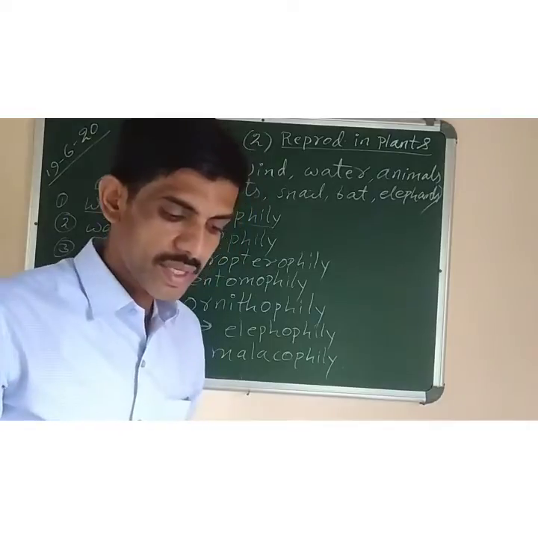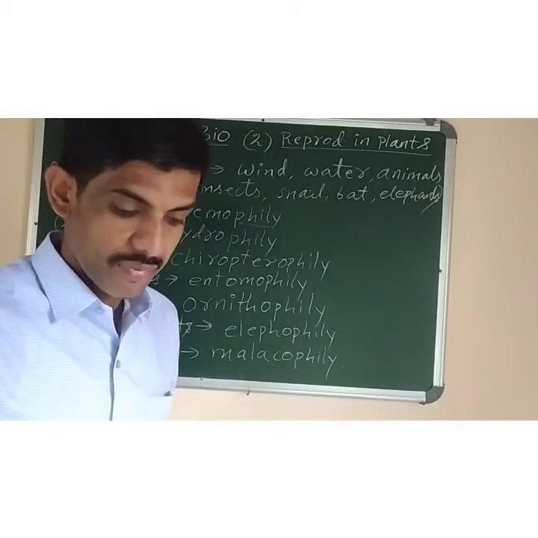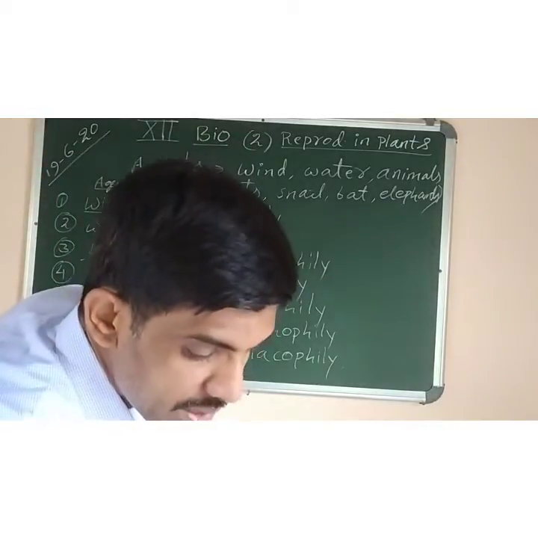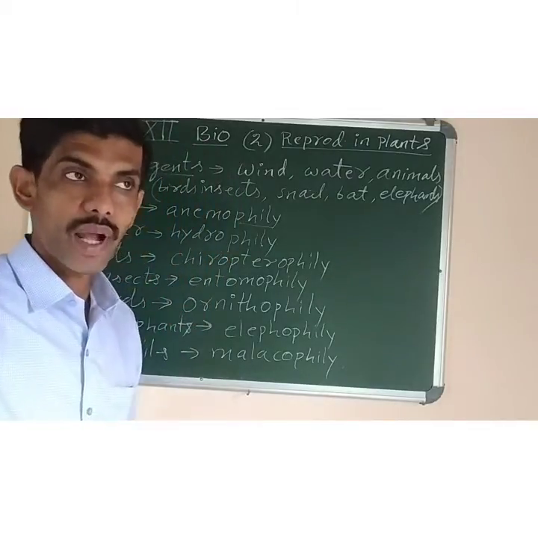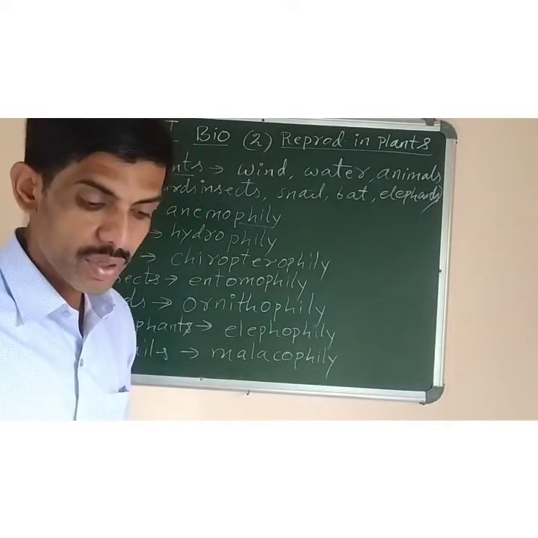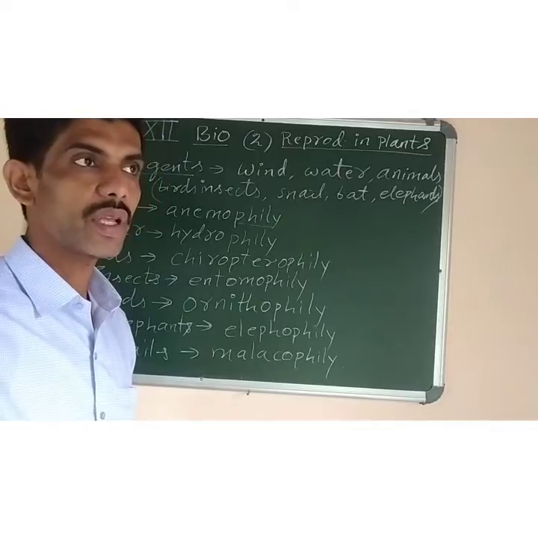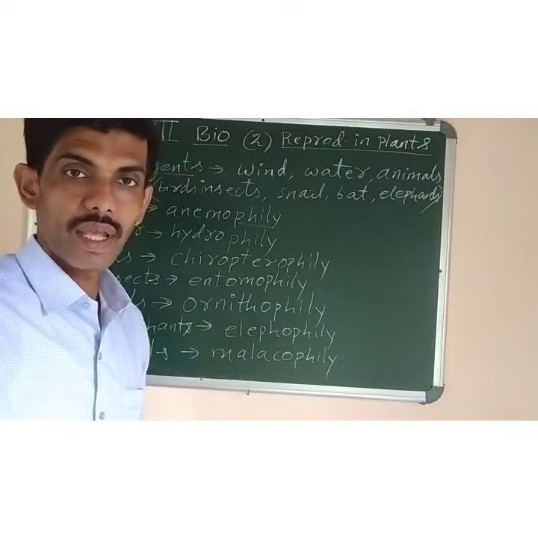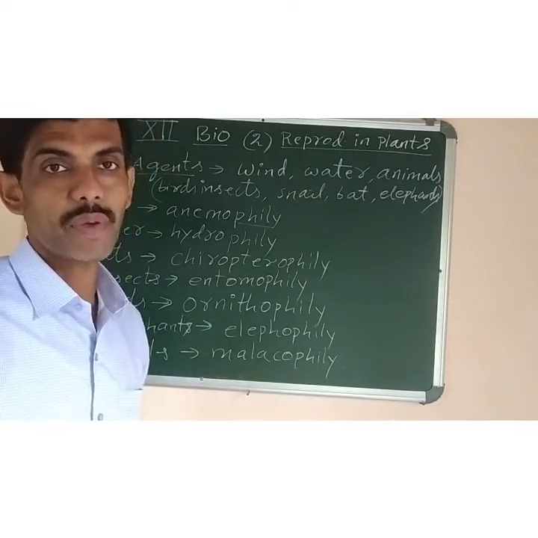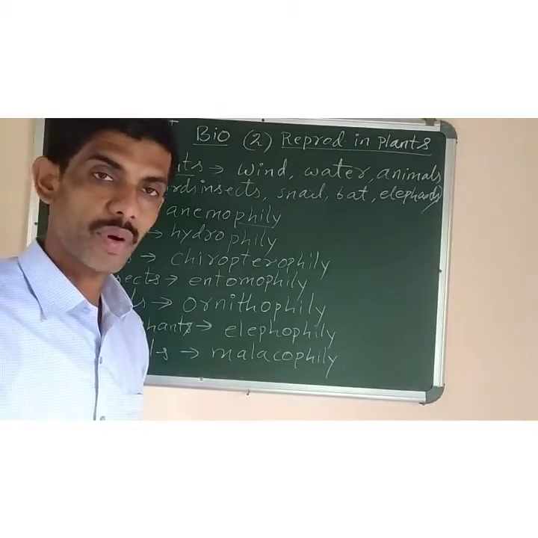Sometimes the larger animals like the lemurs, the free-dwelling animals like the rodents, reptiles like gecko, garden lizard, can also bring about pollination. Why? Because they also visit different types of plants. And if they are visiting the plants, they may visit the flowers also and bring about pollination.